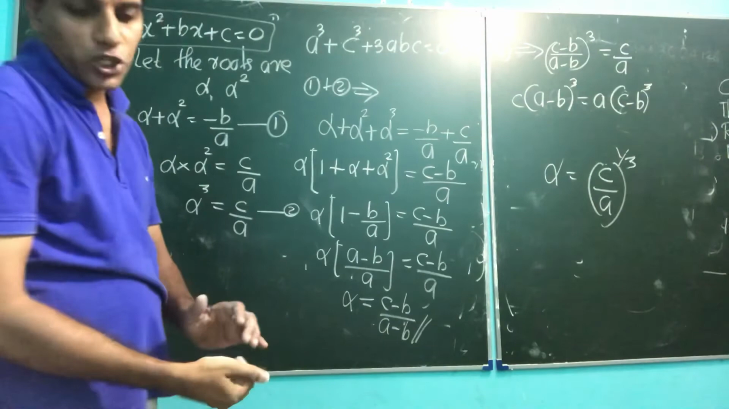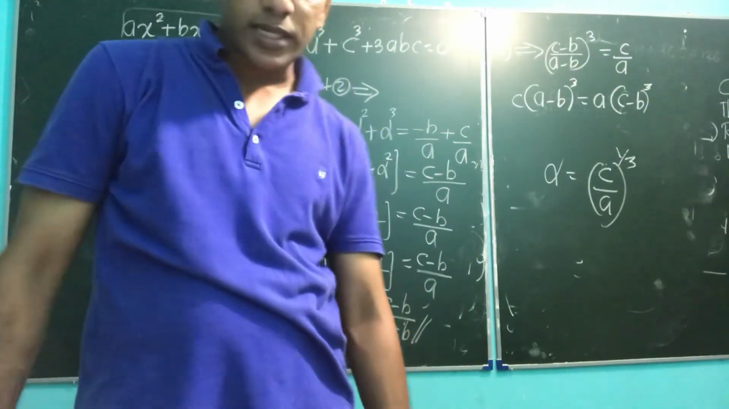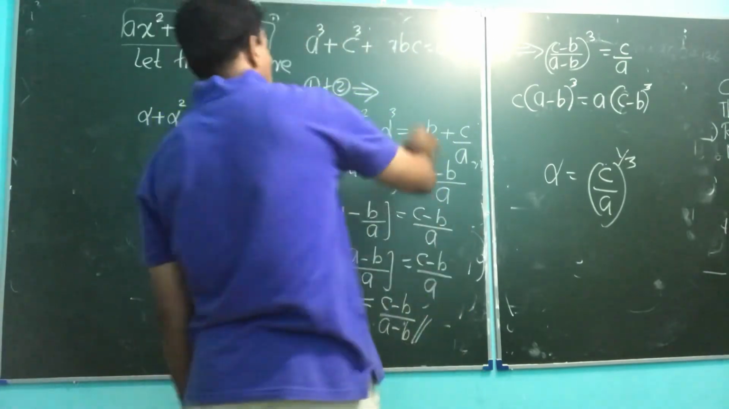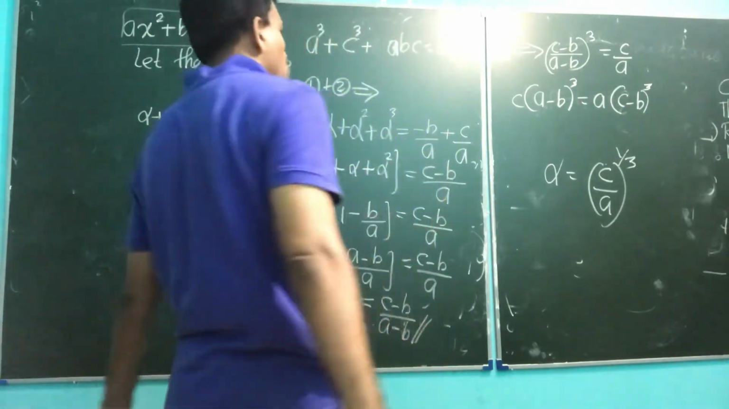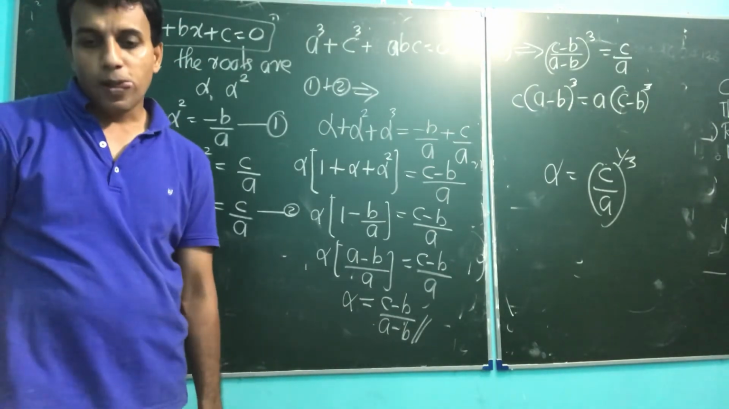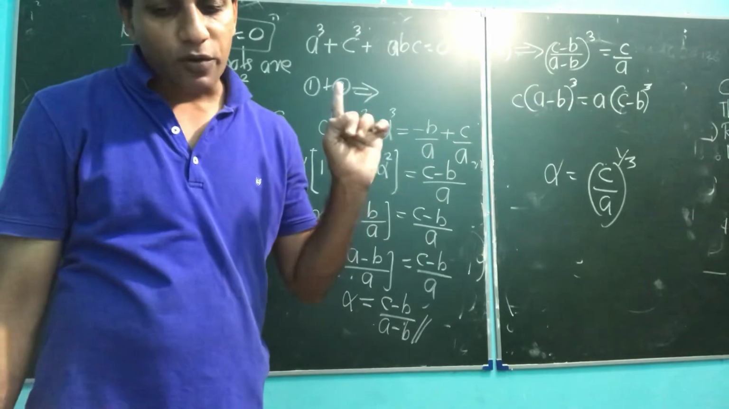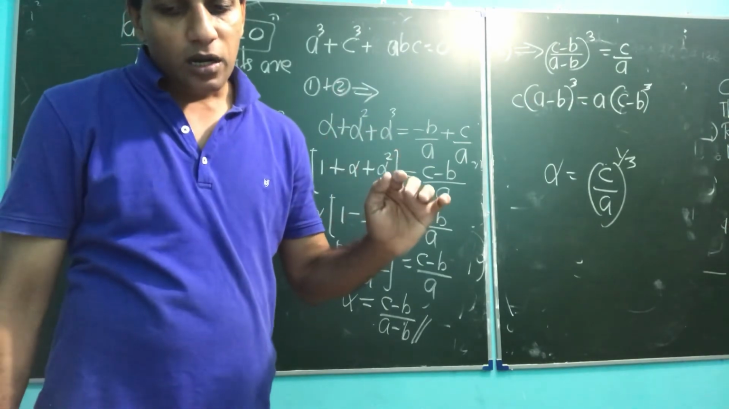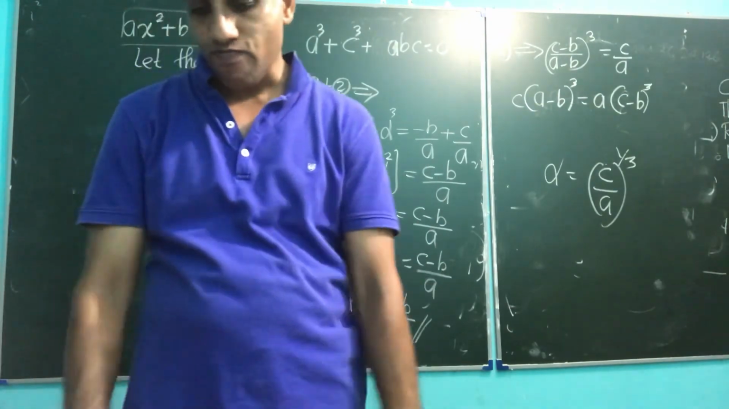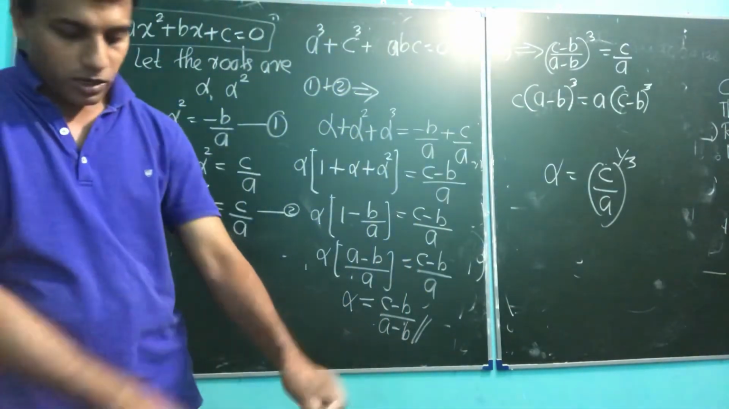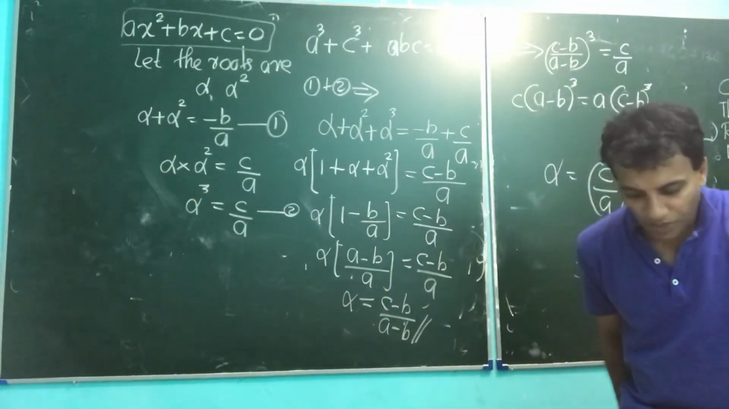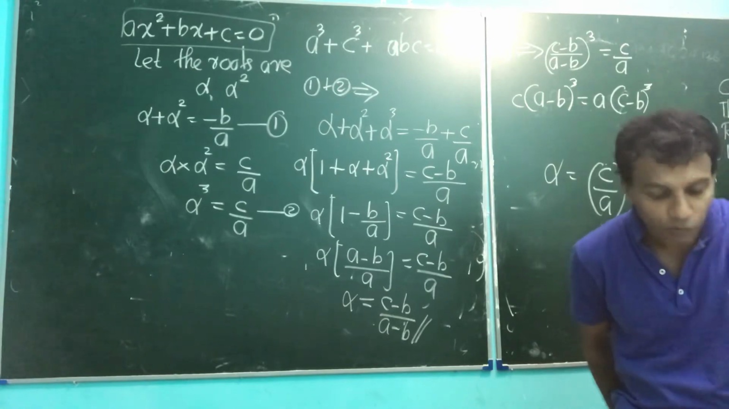See, an interesting question. AQ plus CQ, no 3, ABC equals 0. AQ plus CQ plus ABC is 0 if the root of that given equation is reciprocal of the square of the other one. What do you mean by that? If one root of the equation is reciprocal of the square of the other root.